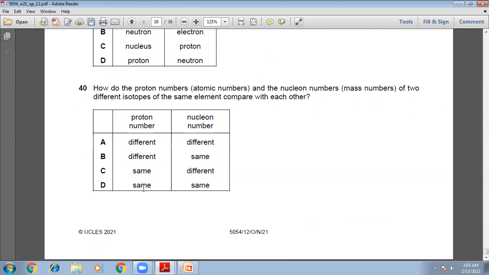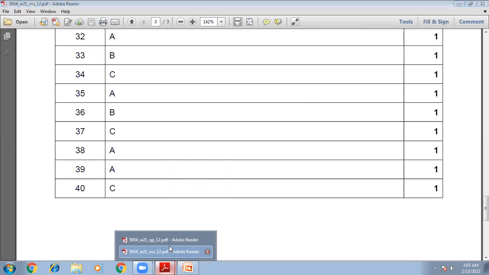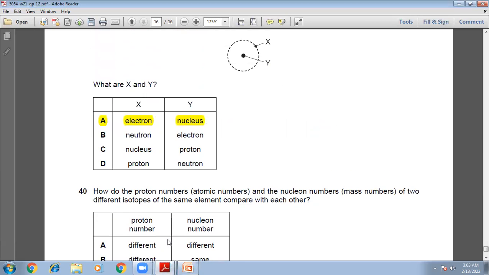How do the proton number (atomic number) and the nucleon number (mass number) of two different isotopes of the same element compare with each other? The proton number in the isotopes is the same and the nucleon number is different. So I think C is the right option, sir. The proton number is the same, but the nucleon number is different. So question number 40, C is the right choice.